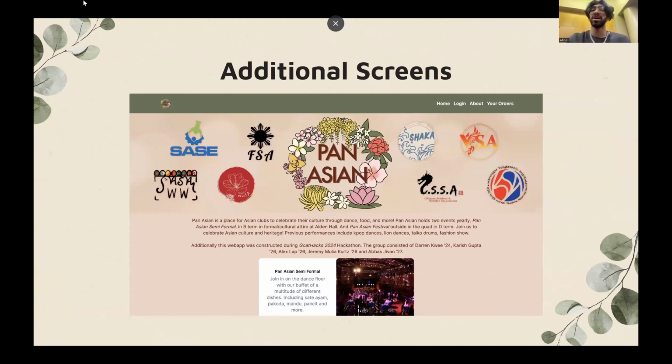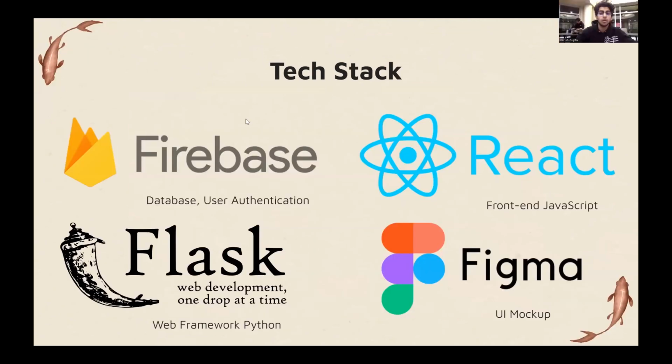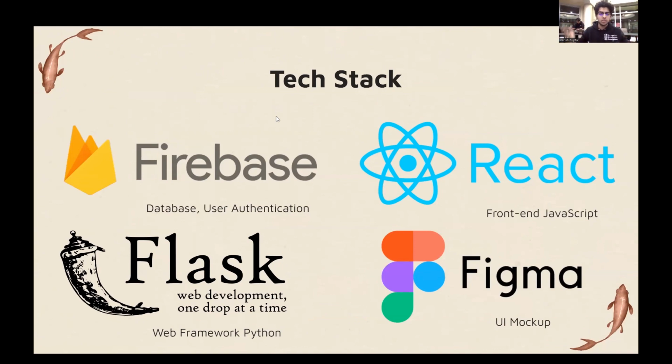Additionally, on our app, we have an additional page that describes what the Pan Asian Committee is and what the events are and what significance they hold to fostering cultural engagement at WPI. We also include images and descriptions of past events to give people an idea about what we do exactly. As for our tech stack, we use Firebase, React, Flask, and Figma.